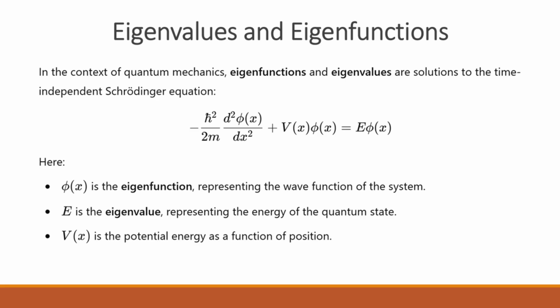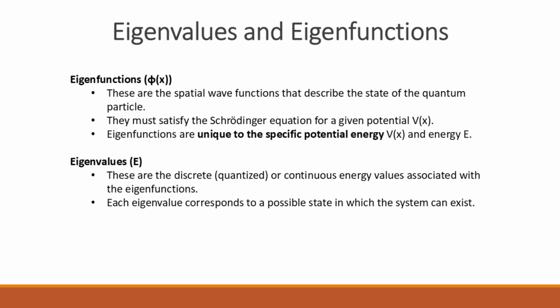Eigenvalues and eigenfunctions are fundamental concepts in quantum mechanics, particularly in the context of the Schrödinger equation. The time-independent Schrödinger equation is used to describe the quantum state of a particle in a potential field and is given by the second derivative of the wave function with respect to position multiplied by negative reduced Planck's constant squared over twice the particle's mass, plus the potential energy function times the wave function equals the total energy times the wave function.